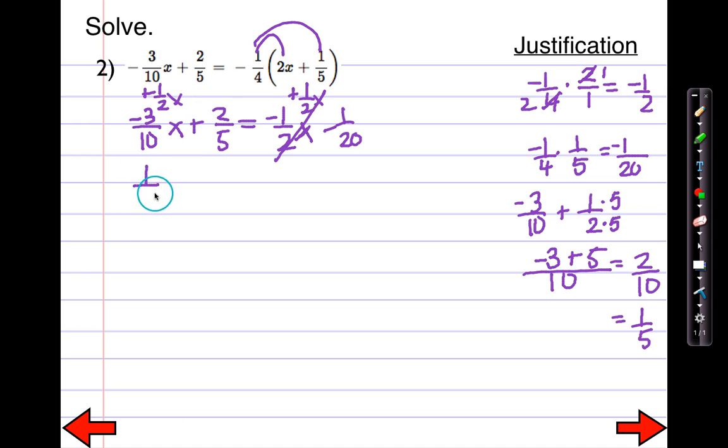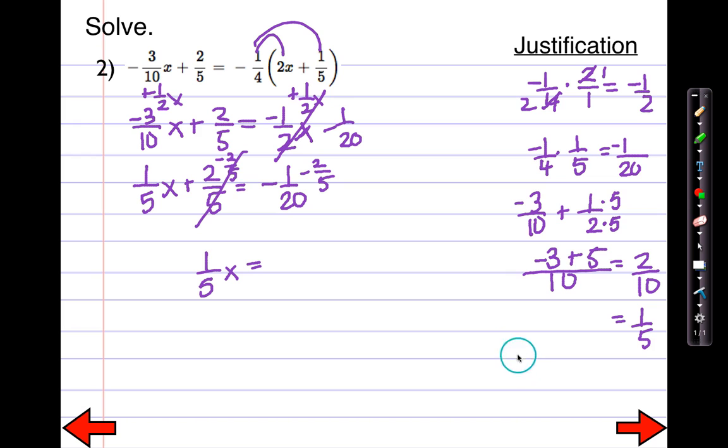So now I'm left with a positive 1/5 x plus 2/5 equals negative 1/20th. I'm going to move my constant over to the right by subtracting 2/5 from both sides. So here I'm left with a 1/5 x equals, now here I'm going to do negative 1/20th minus 2/5. The lowest common multiple is going to be a 20, so the first one's not going to change. However, the second one's going to have to change by a 4. So that's going to be minus 8, so leaving me with negative 9/20.